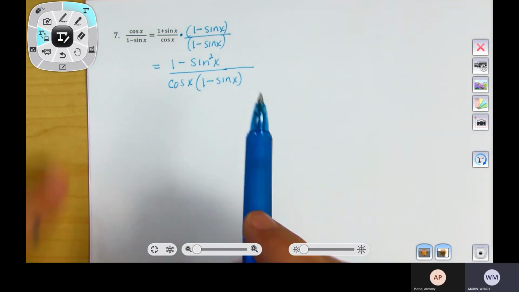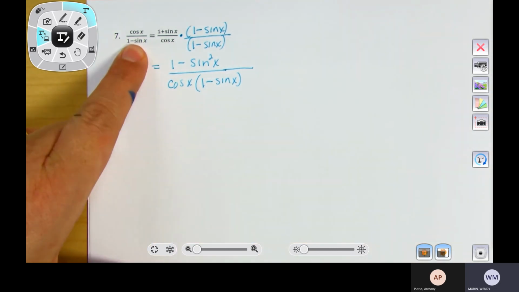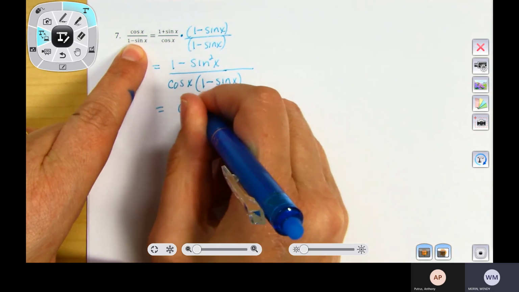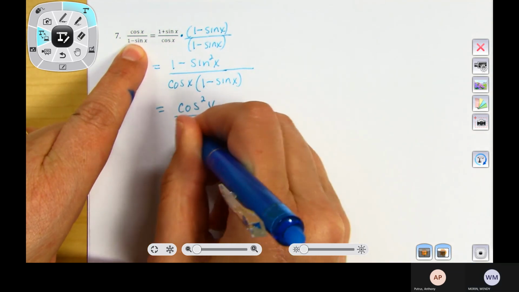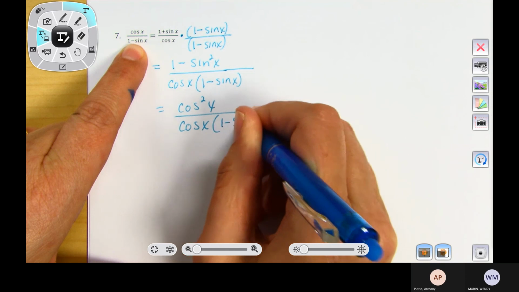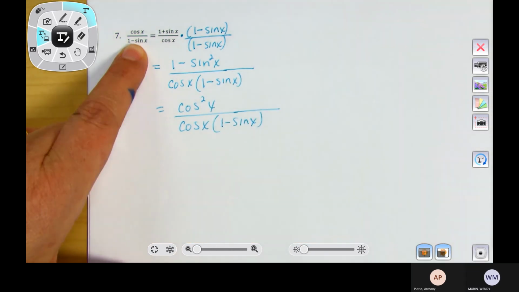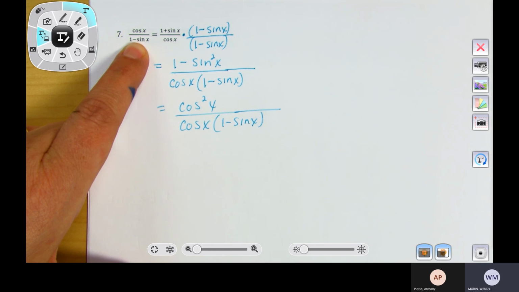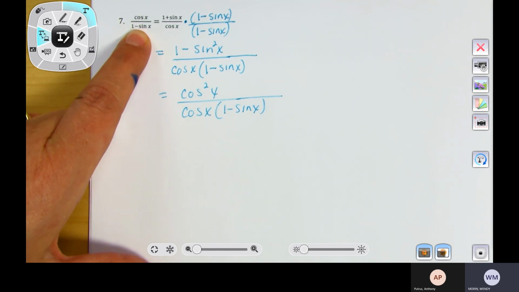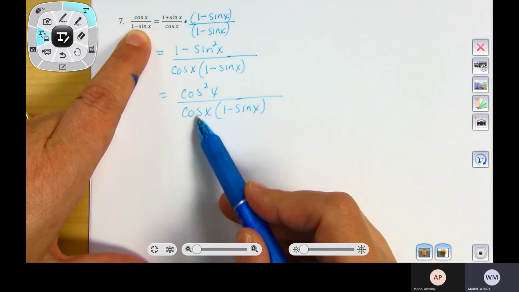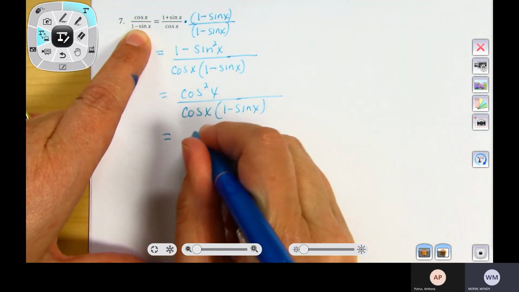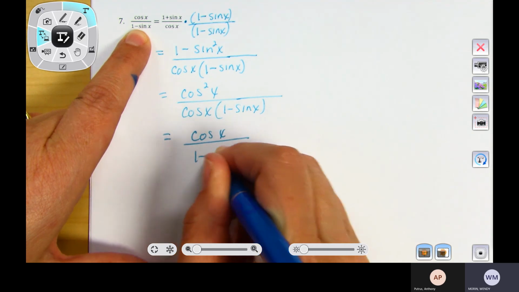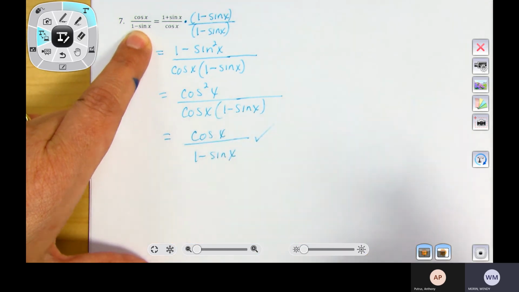All right, let's see where we need to go. We're trying to get to here. Any ideas? Cosine squared where? The top, the numerator. Good. And what happens? How does that help? What can I do? Can I cancel these factors? Yep, and I have one left on the top. And I'm done.